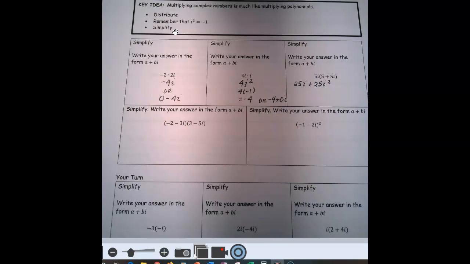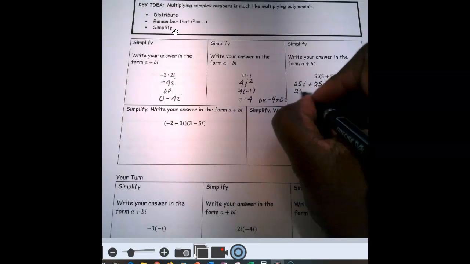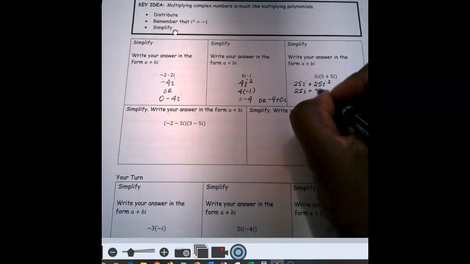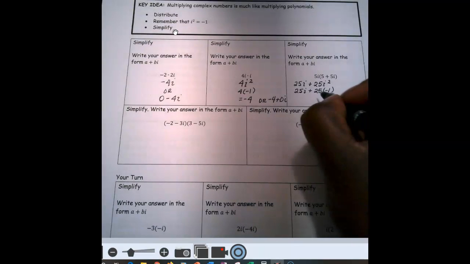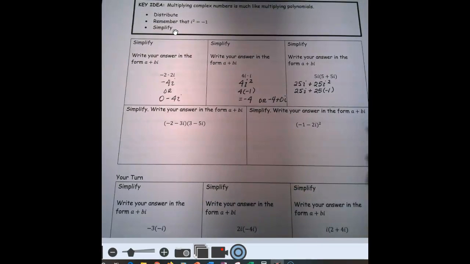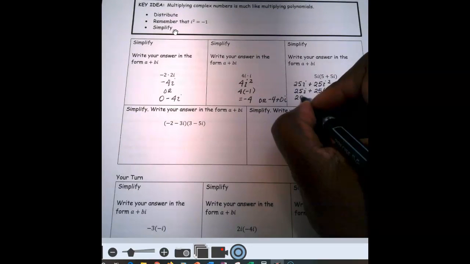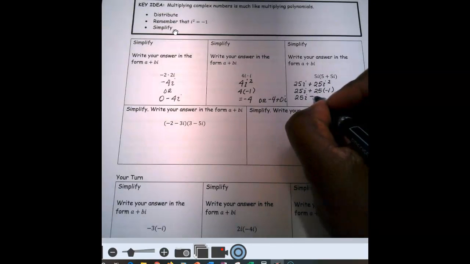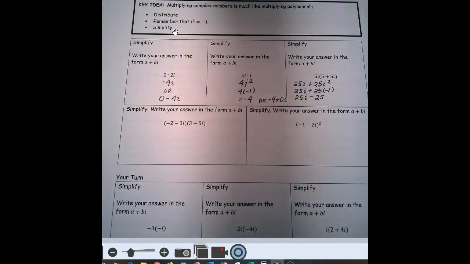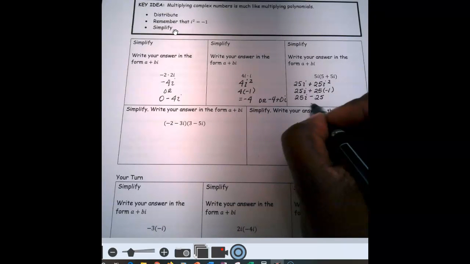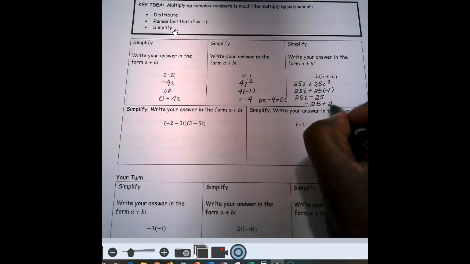25i squared. Now remember again, i squared is -1. So this would be 25i + 25 multiplied by -1. That gives us 25 times -1 is -25. So what I'm going to do is write it so that you can see it. But keep in mind that we write the real number part first. So I'm going to say my answer is -25 + 25i.